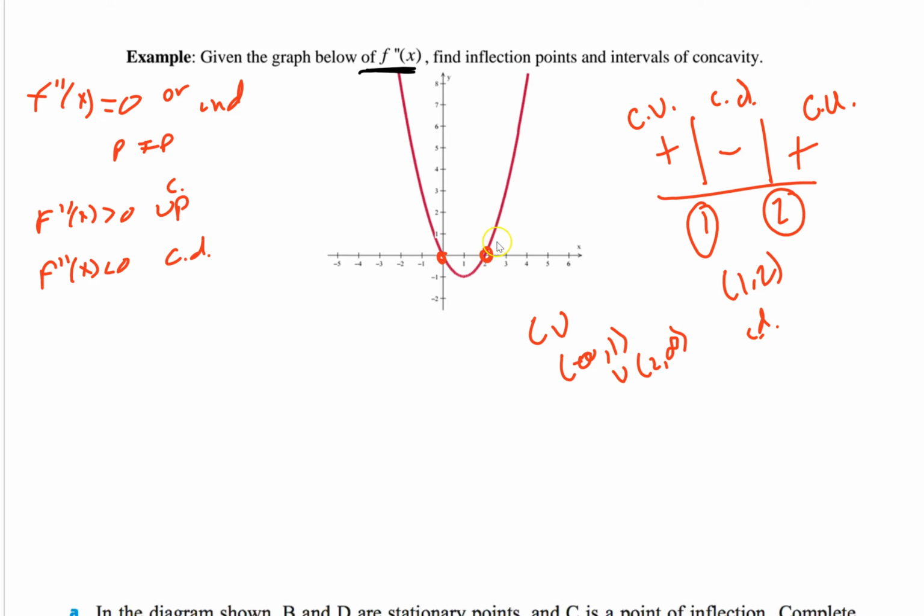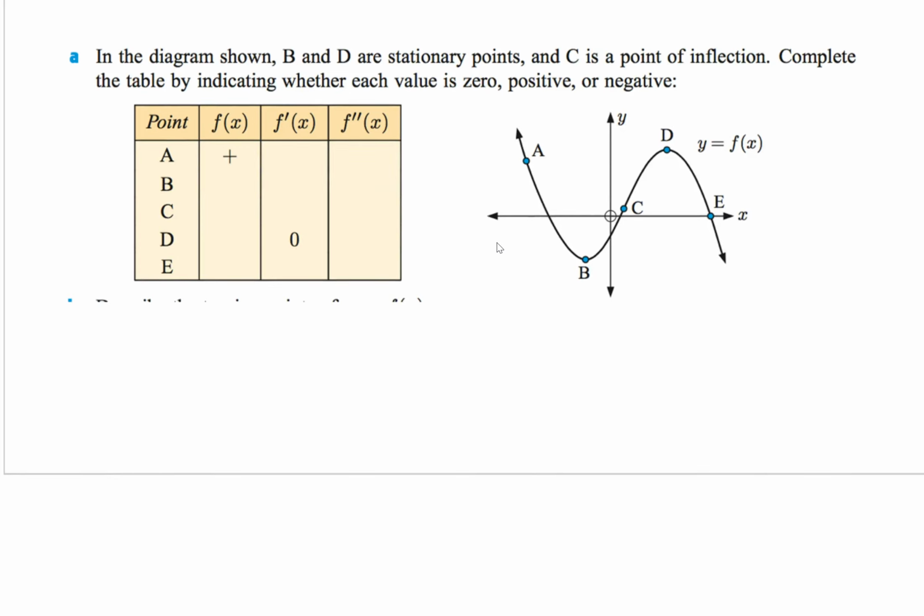Okay, now let's put this all together. So let's look at this one. This is one that looks hard, but if you understand what each thing does, then it's actually not bad at all. Right? So here's my f of x. It wants me to fill out each of this little table here with f prime of x. Is it positive, negative, or 0? F of x, f prime of x, and f double prime.